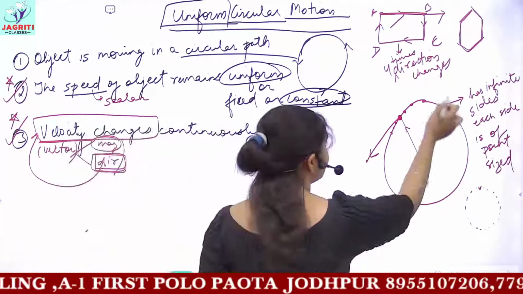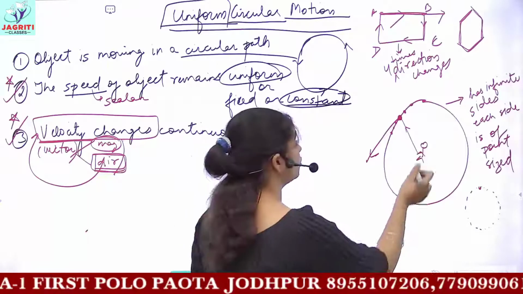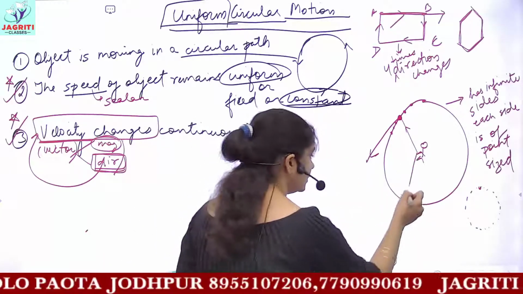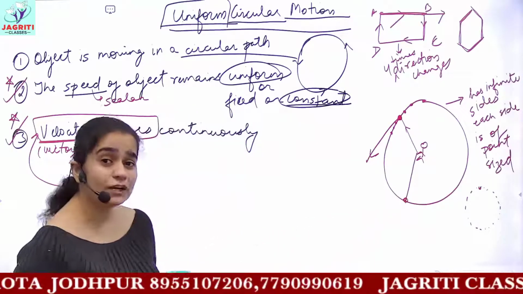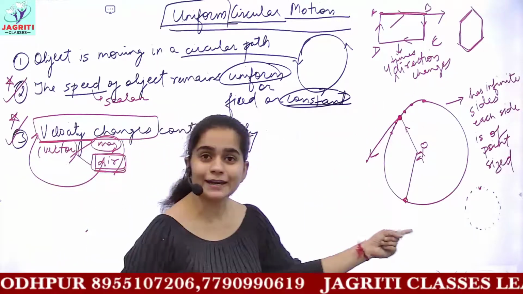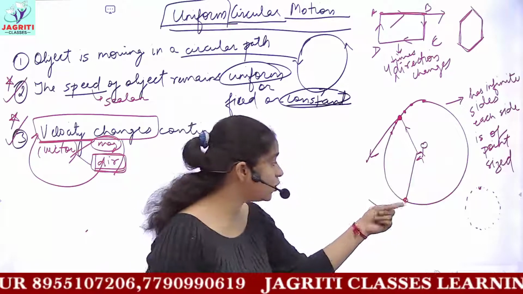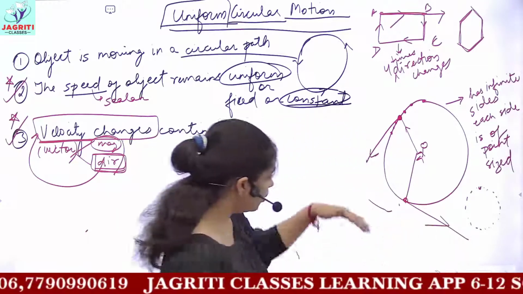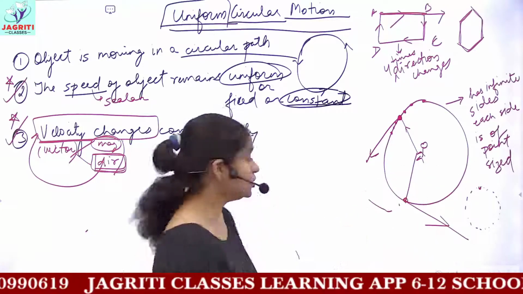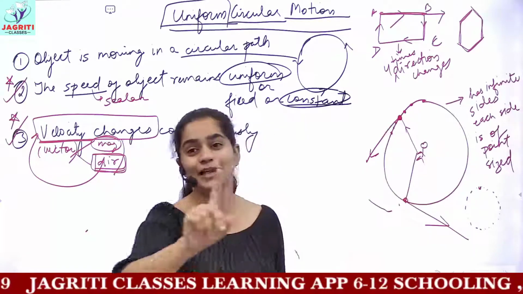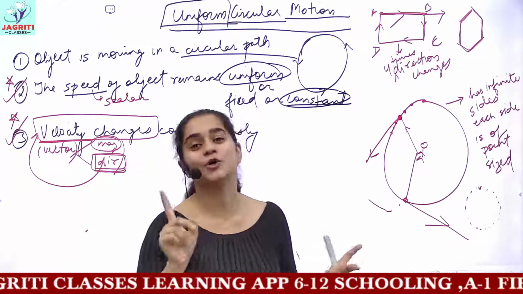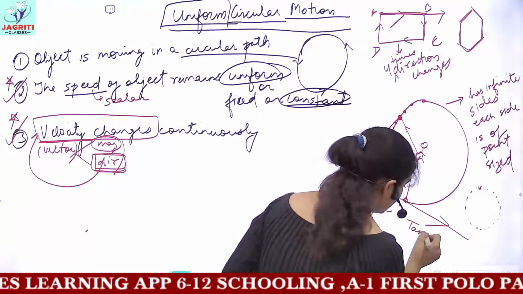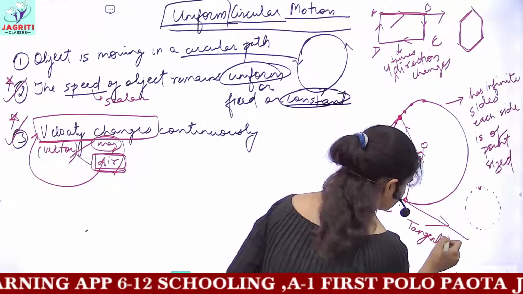If the boy who was rotating the stone releases the rope at this point, then where will the stone go? The stone would travel in a tangential or straight direction. Now the stone will not follow the circular path which it was originally following. Such straight directions are also known as tangential directions.